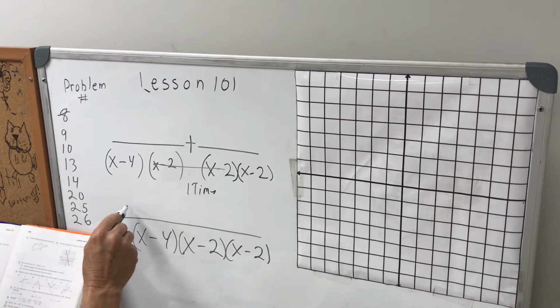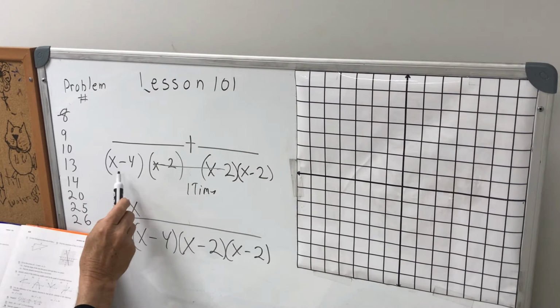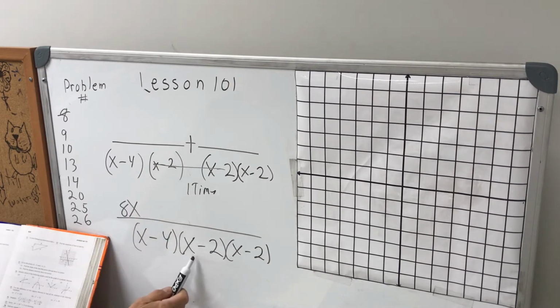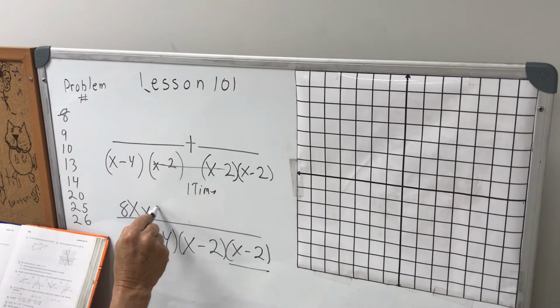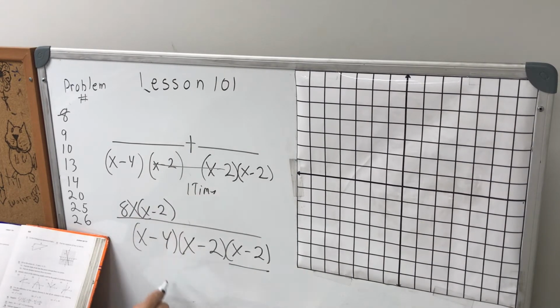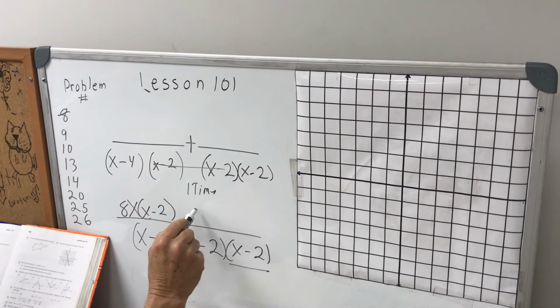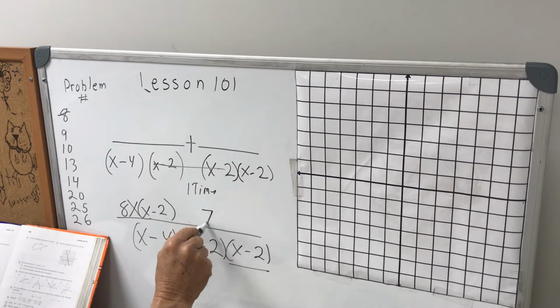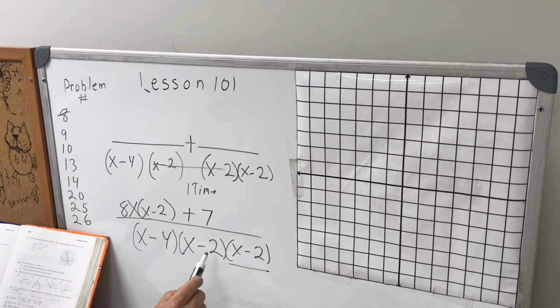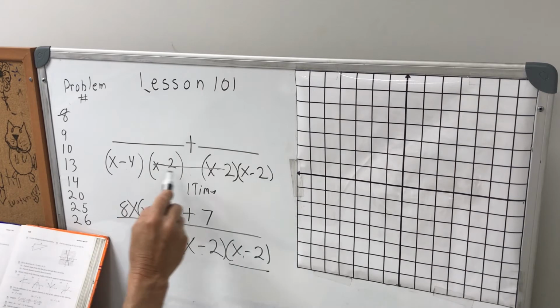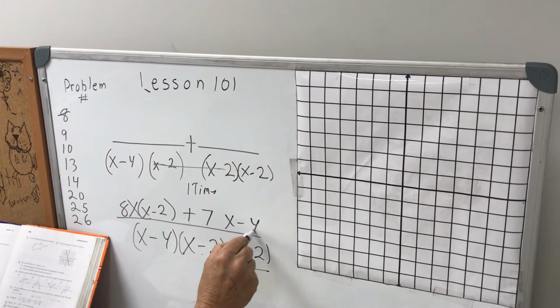Okay, up here on the top then we have 8x. Here's what we had underneath here. We had an x negative 4 and an x negative 2. We're missing one x negative 2. On the other side, we have a 7. We had x negative 2 and x negative 2, but we did not have x negative 4, so I need to put an x negative 4.